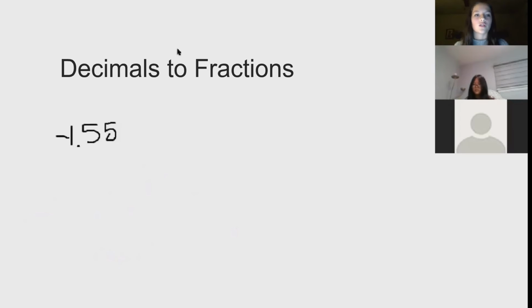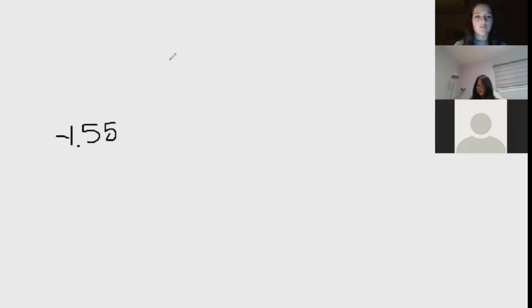So what does the 1 represent? Is it a whole number or a fraction? A whole number. Yes, so then first you would write the 1 here because that's the whole number. A decimal, that means it's going to be a mixed number. So now you have to figure out what this is going to be as a fraction. This is the same as 55 over 100. So then this would be 1 and 55 over 100, but remember that you can simplify it.